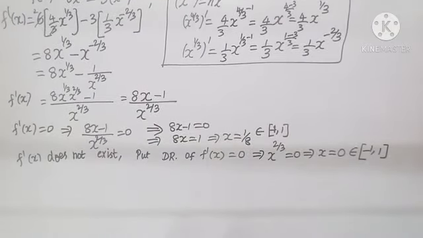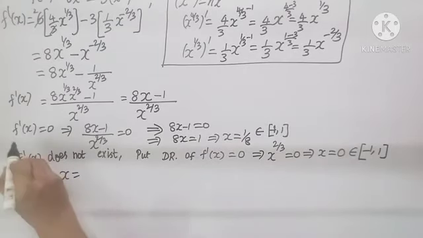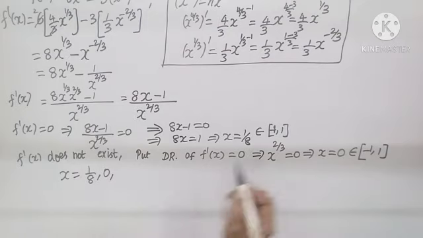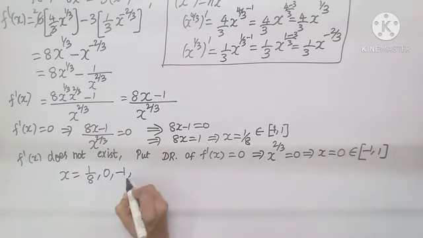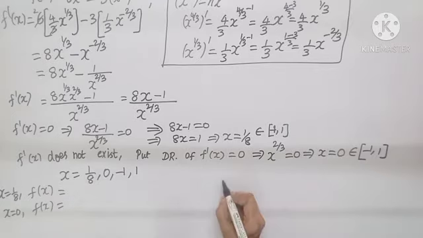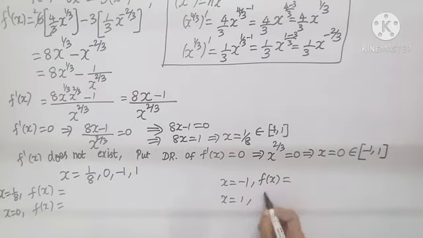So how many values do I get altogether? I put f dash 0, I get 1 by 8. F dash does not exist, that is 0. The end values minus 1 and plus 1. So there are 4 values. Find f of x at all these values. Putting x is equal to 1 by 8. Putting x is equal to 0. Putting x is equal to minus 1. And putting x is equal to 1. Find the f of x value and choose the minimum and the maximum out of the 4.